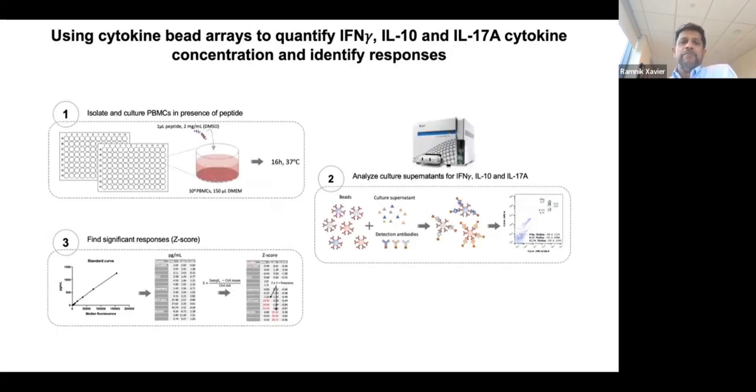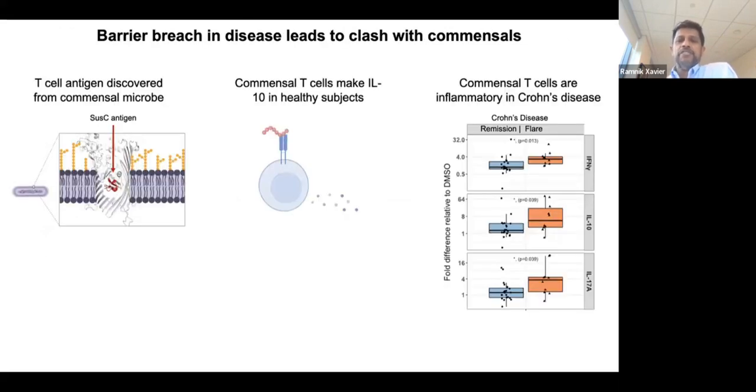Using a series of assays, we've been able to get to this observation that certain epitopes or antigens made by the microbiome in healthy individuals, when seen by T cells, make a cytokine that's good for you, something called IL-10. Whereas if you take the T cells from children with Crohn's disease, they make cytokines that are harmful and accelerate inflammation.